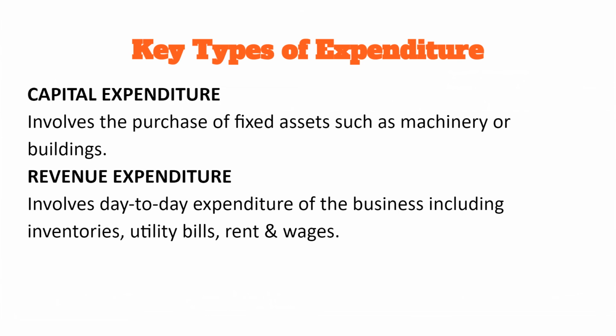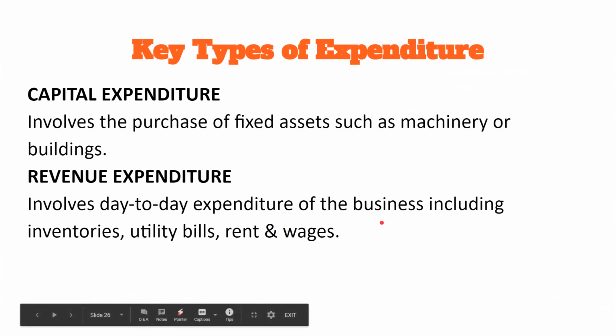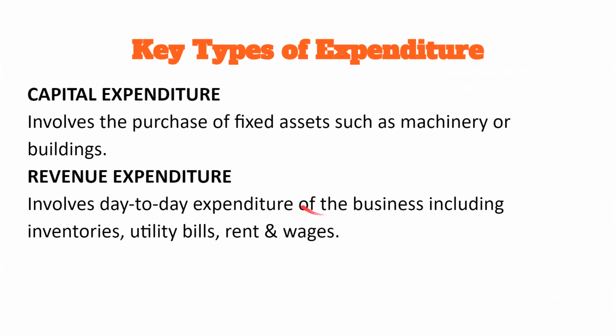Okay, so here's definition, right? Capital expenditure is about long-term expenditure. Basically, this will focus on the balance sheet or the statement of financial position, okay? And it will mean that you'll buy fixed assets. Whereas revenue expenditure, this will focus on your income statement, your statement of comprehensive income, or your profit and loss account. So this is your day-to-day expenditure, so buying stock or inventories, utilities, rent, wages, etc.